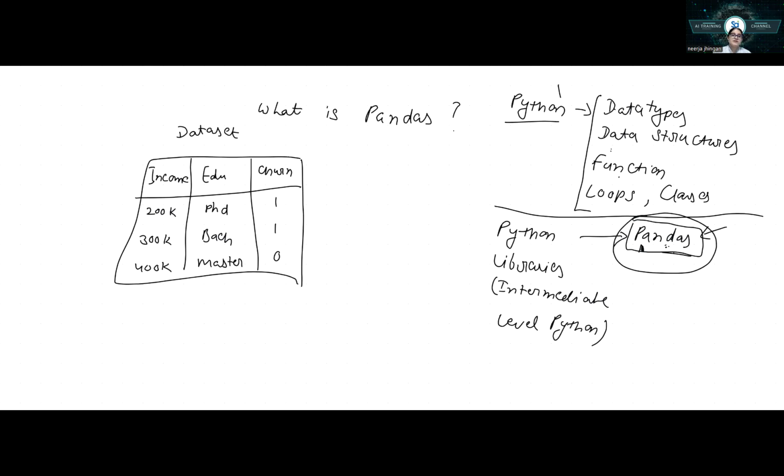If I ask you, can you filter this based on PhD? How many customers have the education of PhD? How would you filter out this data? If you don't know about pandas here, you are going to apply other methods, which is very time consuming.